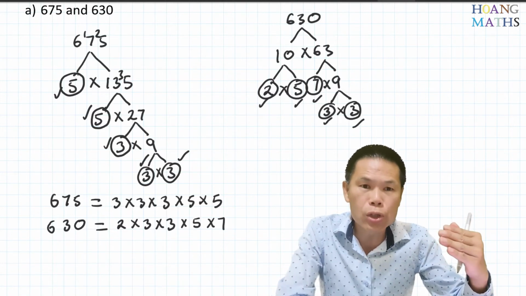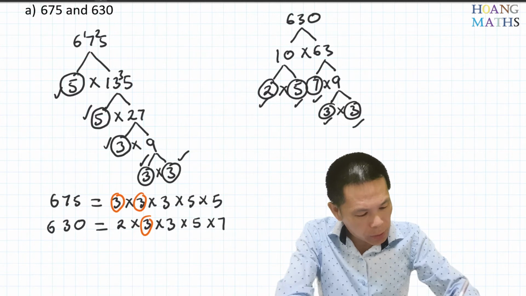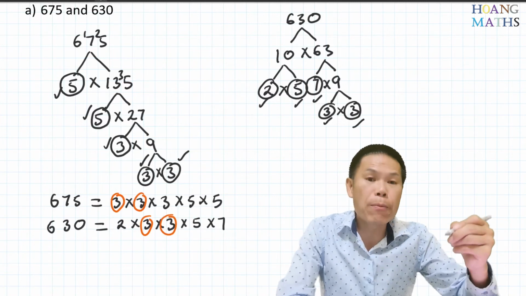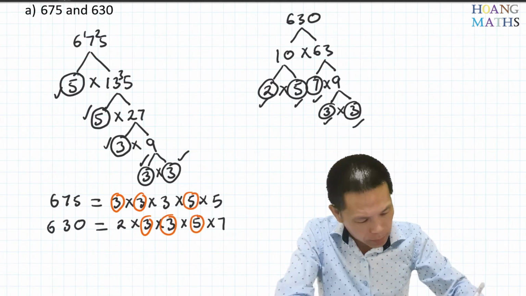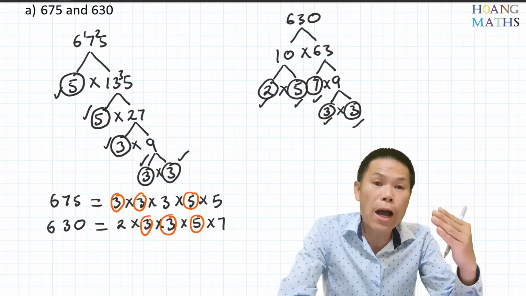So now we just need to circle the common numbers. So we have 3 here with this 3 and this 3 and this 3. Then we have 5 as well, this 5. There you go. So the common numbers are 3, 3, 5, right?